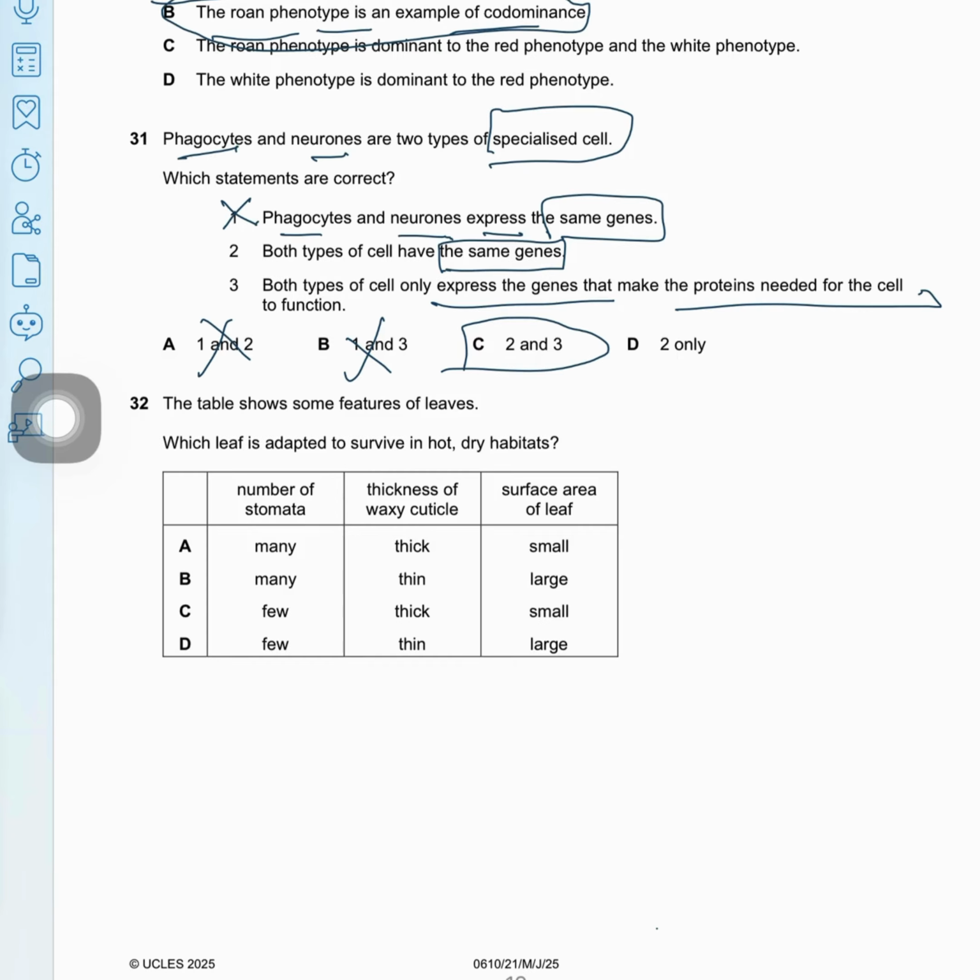Table shows some feature of leaves. Which leaf is adapted to survive in hot and dry habitat? The number of stomata should be many or few. Thickness of the cuticle should be thick or thin. Surface area of the leaf should be small or large. Let's go for this. Number of stomata should be few to reduce water loss. Thickness of the cuticle should be thick also to reduce water loss. And the surface area should be small. So answer is C.